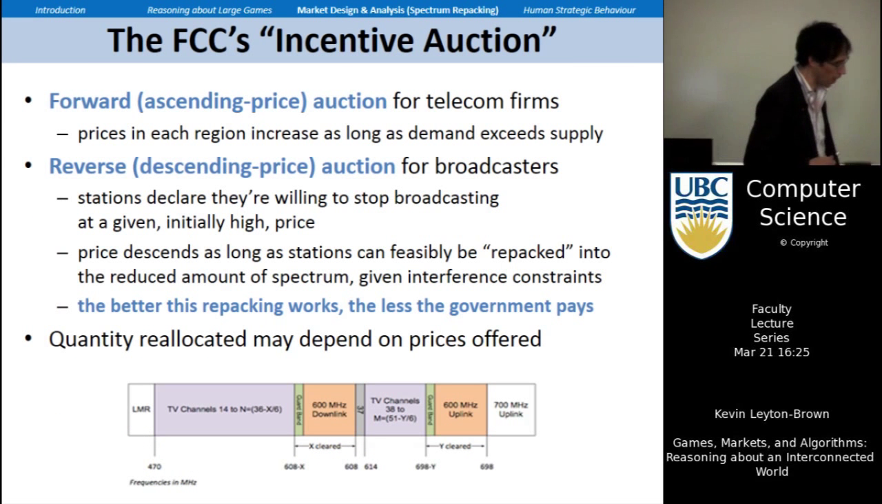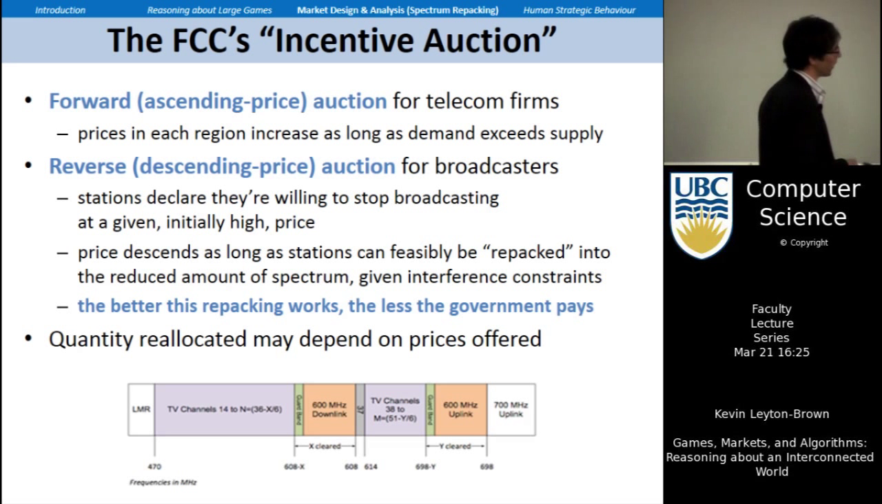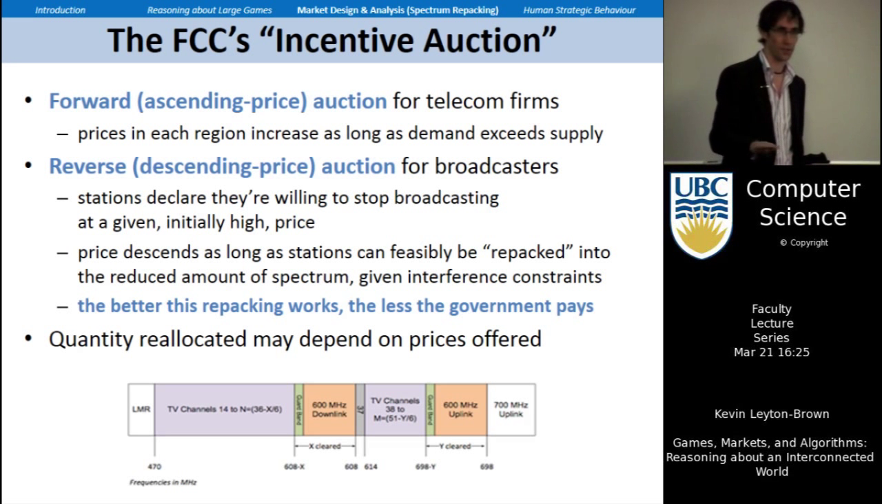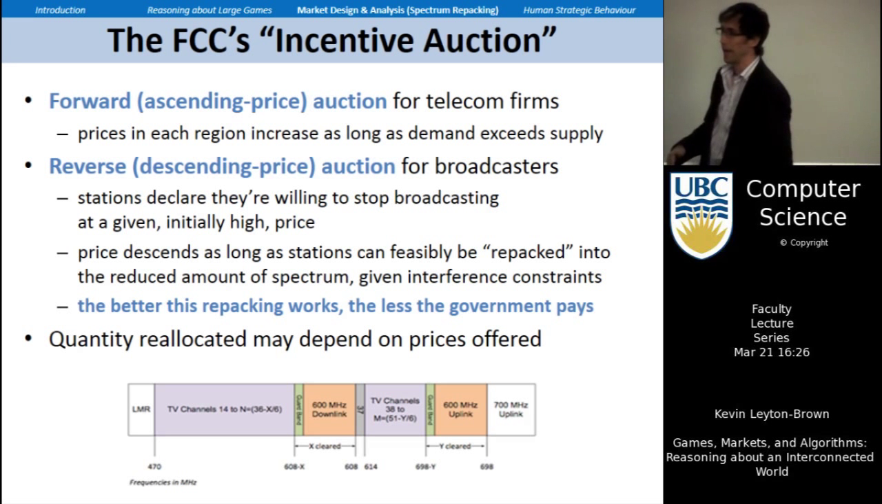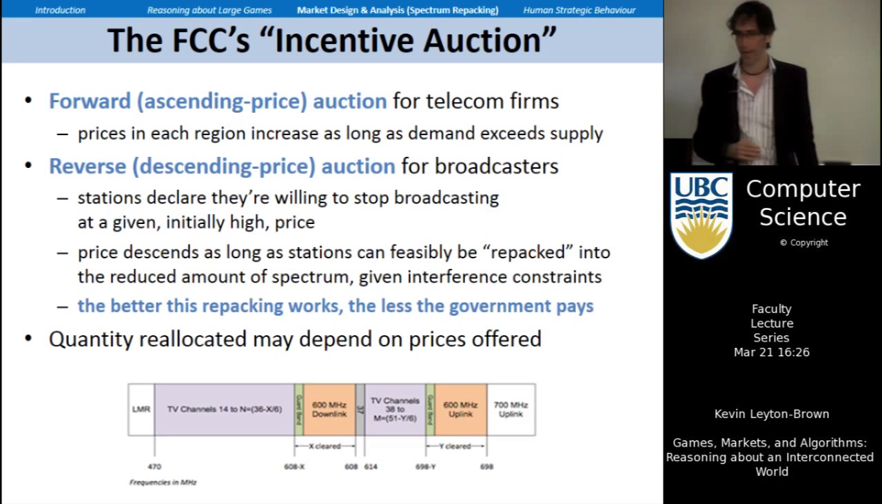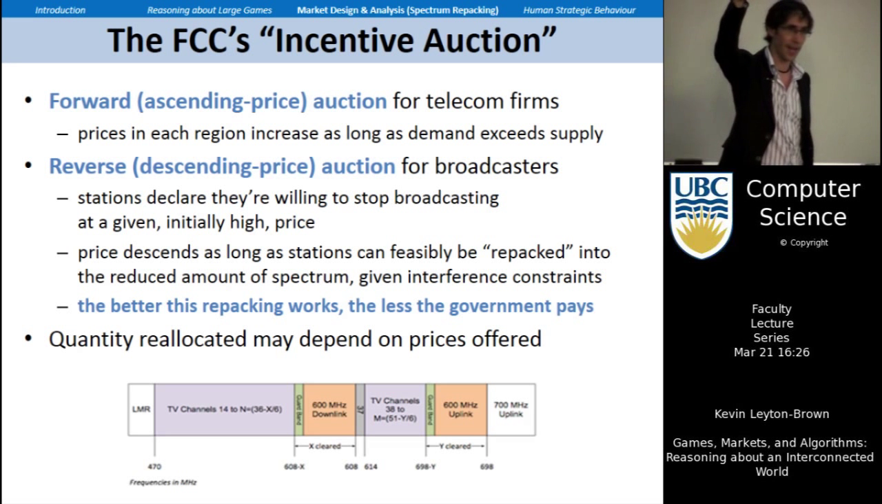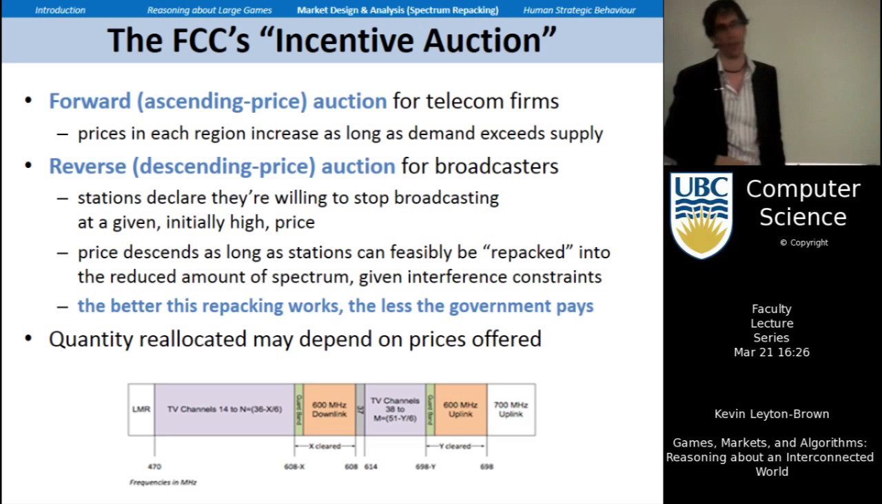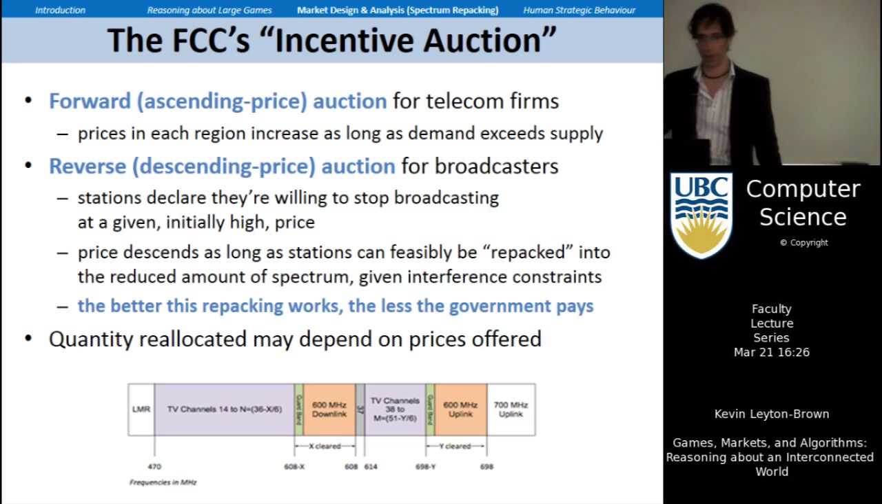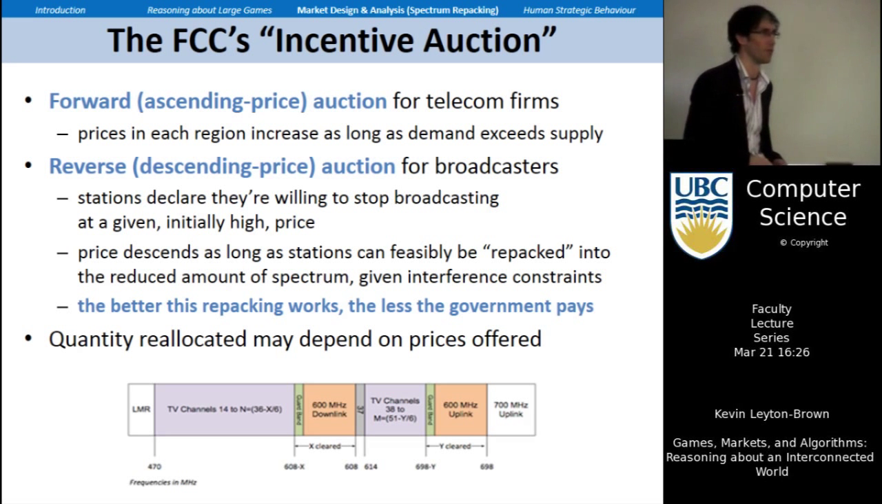So this is a really complicated auction design problem. There's going to be an ascending price auction for telecoms, where the cost of having a license in a particular place will go up over time until supply and demand meet. And there'll be simultaneously a reverse auction for the broadcasters, where they declare they're willing to stop broadcasting at a high rate, and then the price gets lowered and lowered as long as it remains still possible for them to be repacked into the amount of spectrum that exists. And the thing that I'm interested in is this repacking.